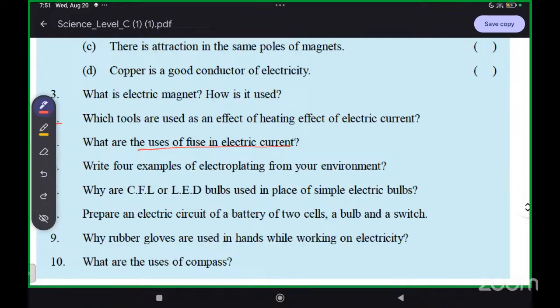Now, write four examples of electroplating from your environment. Do you know some things that are electroplated?